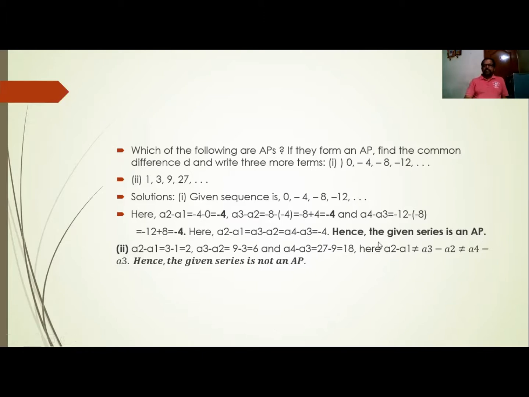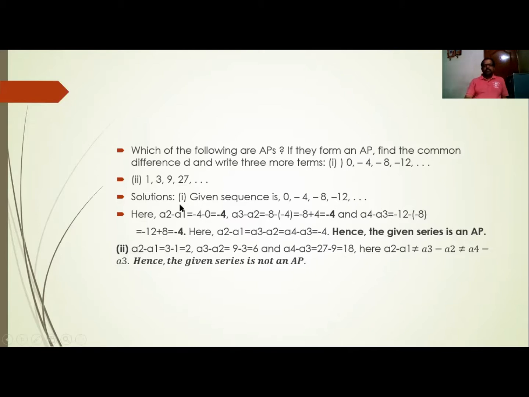This is the way to check whether a given list of numbers will form an AP or not. Since the differences are equal, we can say that the given list of numbers forms an AP. Clear? After that we have the second one. The numbers given are 1, 3, 9, 27. Find the differences first. A2 minus A1: A2 is 3, A1 is 1, so 3 minus 1 is 2.